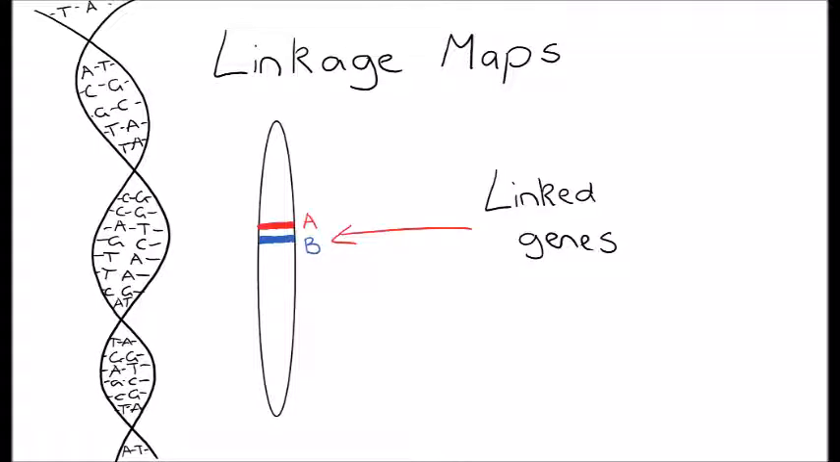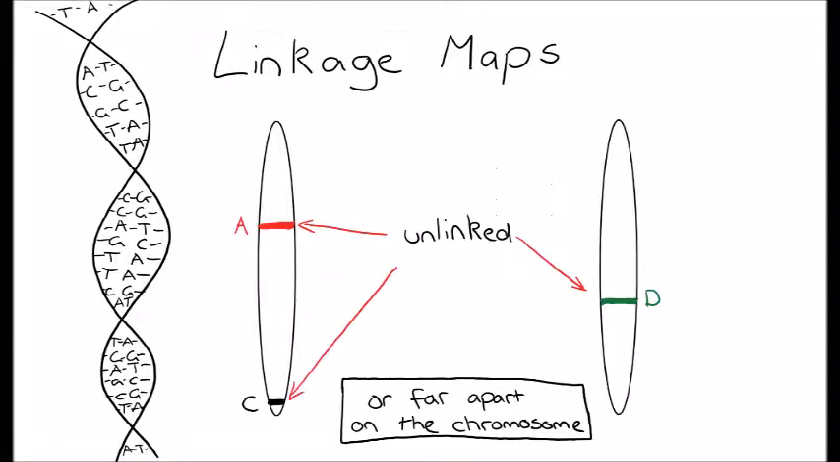Linked genes sit close together on a chromosome, making them likely to be inherited together. Genes on the same chromosome are linked, while genes on separate chromosomes are unlinked. The degree of linkage determines the likelihood of certain characteristics being inherited together.